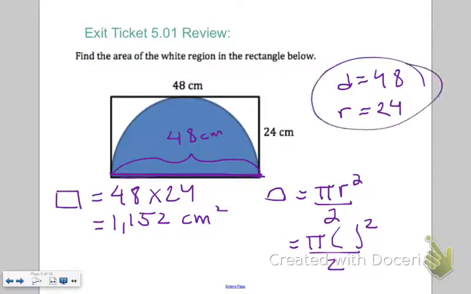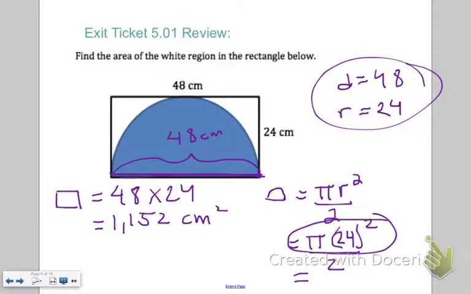Now this was one common error that was made during yesterday's exit ticket. Everybody did a great job finding the area of the rectangle. It was identifying the radius for the circle where some people got stuck. So we're going to use 24 as the radius, and put into our calculator pi times 24 squared, or you can do 24 times 24 and then multiply by pi.